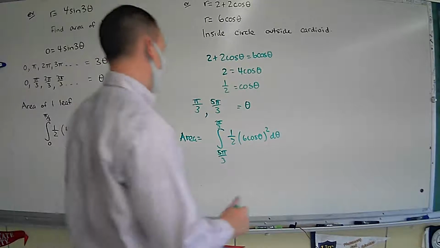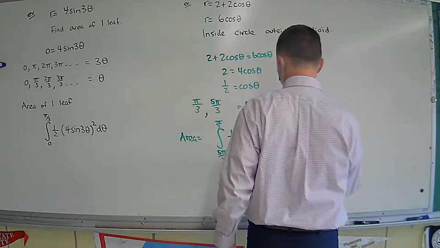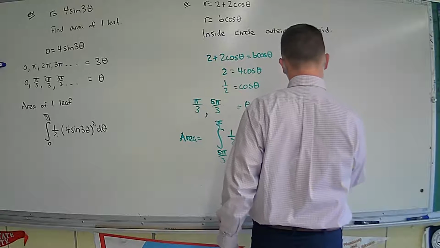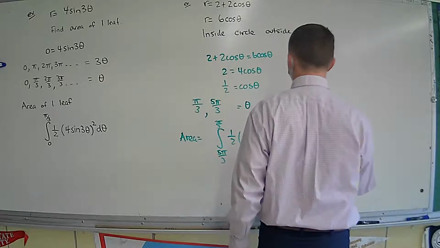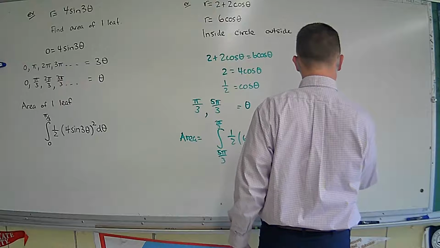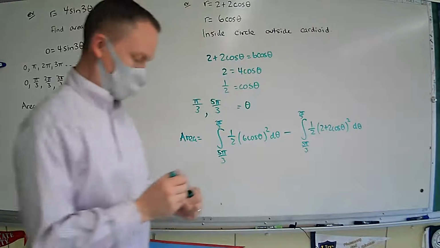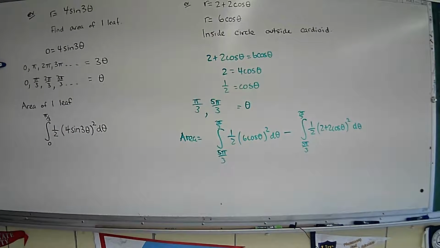And then we're going to take out the cardioid wedge from 5 pi over 3 to 7 pi over 3 of 1/2 (2 plus 2 cosine theta) squared. Now, the second integral is one that I would never have you compute by hand. I don't want you to have to FOIL that out. It just gets ugly. Back in my day when I took this, we had to do those, it was awful. I'm not going to subject you to the same torture.